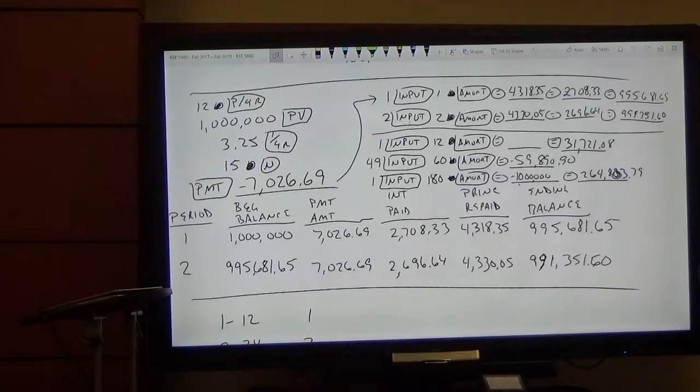Is the calculator compounding that premium? Yes. It's taking all that into consideration. So that is compounding? Yeah, on a monthly basis. Right, okay.